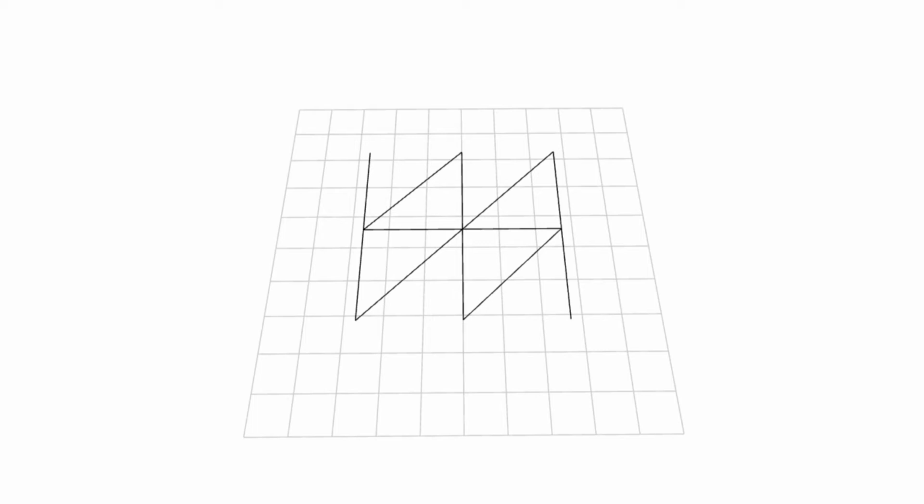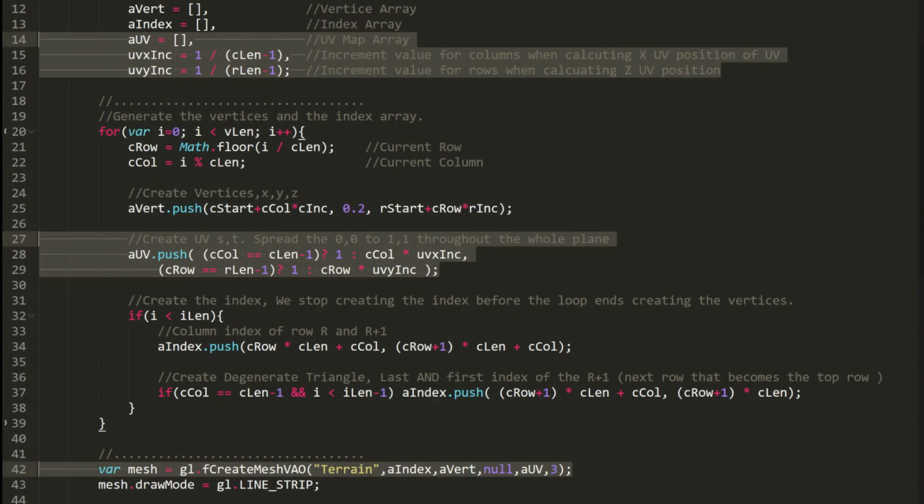Now we're going to go back to our terrain.js file, and we're actually going to start building our UVs, because what's a terrain without texture? So definitely at some point you want to texture your terrain with grass and rock and whatever else you want. So on line 14, we're going to add our UV array that we're going to store everything. And then line 15 and 16, we're going to create our increments.